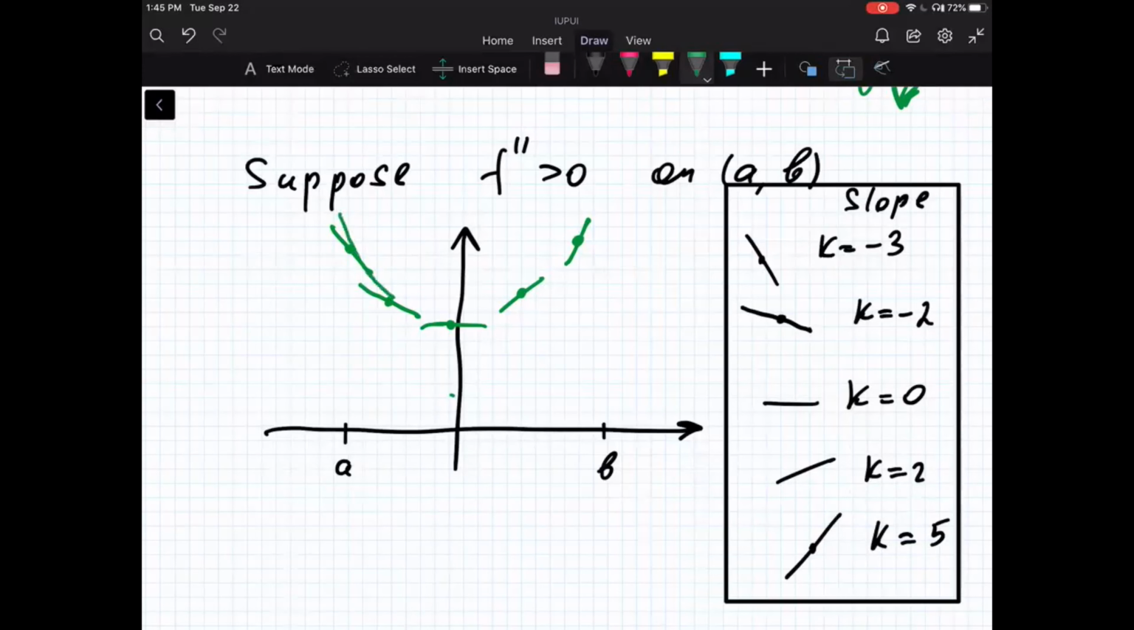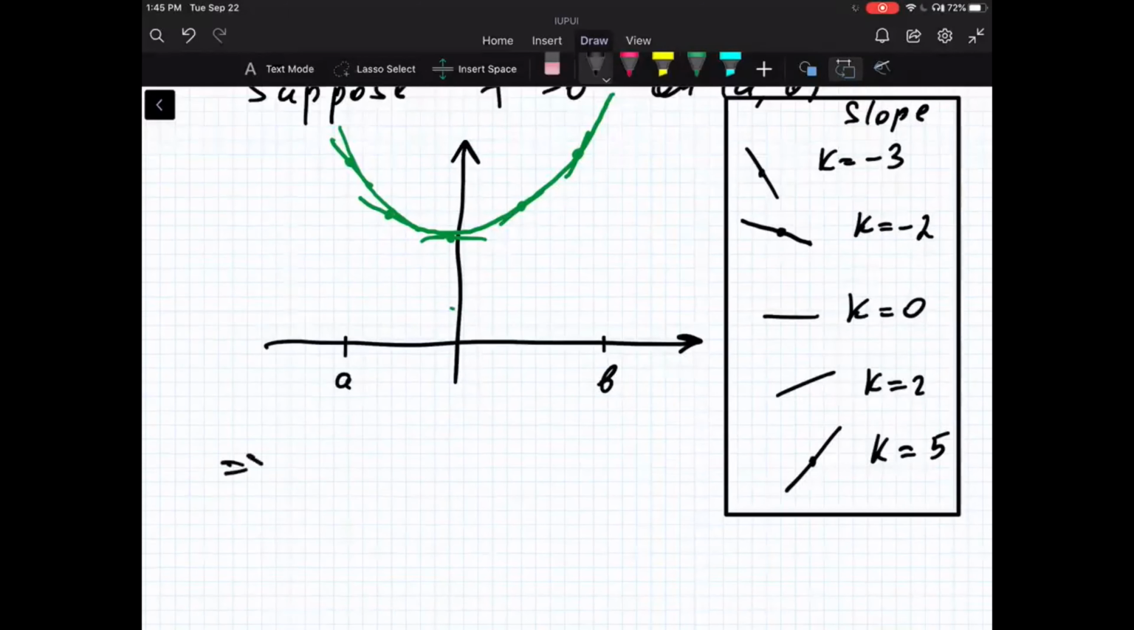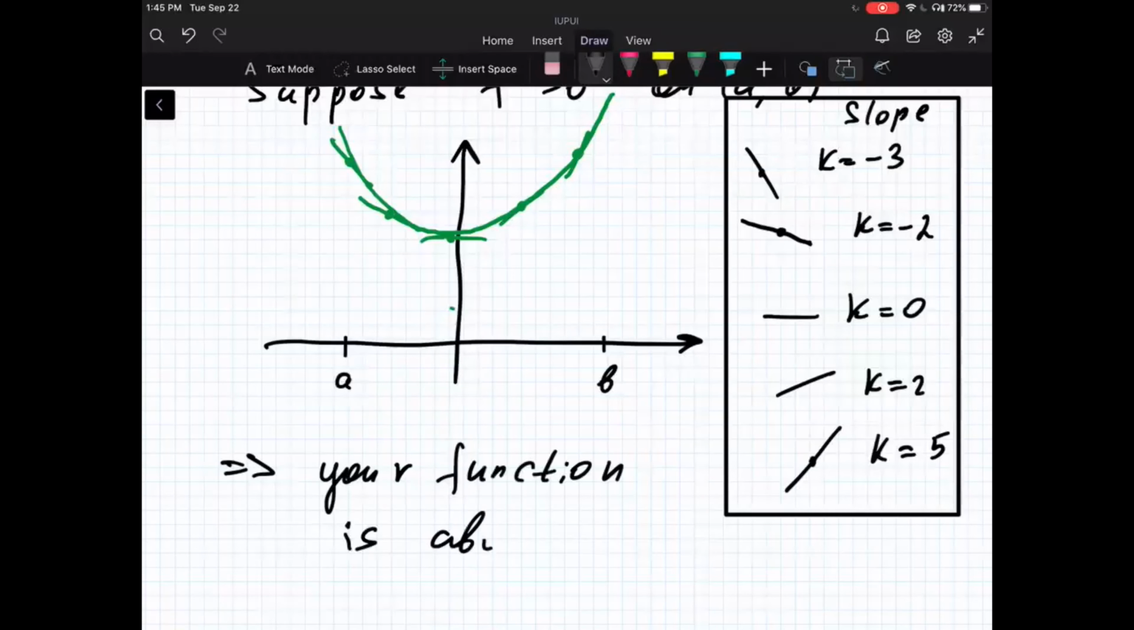If you try to connect these points like that, you will see that your function is above your tangent line. So your function is above the tangent line.